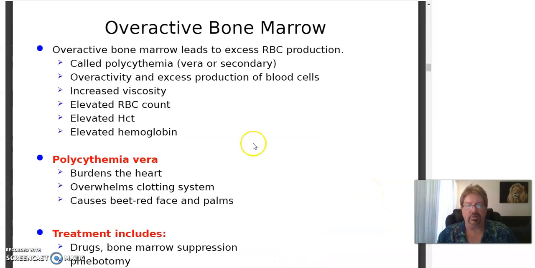Overactive bone marrow leads to excess red blood cell production called polycythemia vera or secondary. Overactivity and excess production of blood cells increase viscosity because there's more cells in it. Elevated hematocrit, you don't know what that is yet. Elevated hemoglobin, you don't know what that is yet, but you will, trust me.